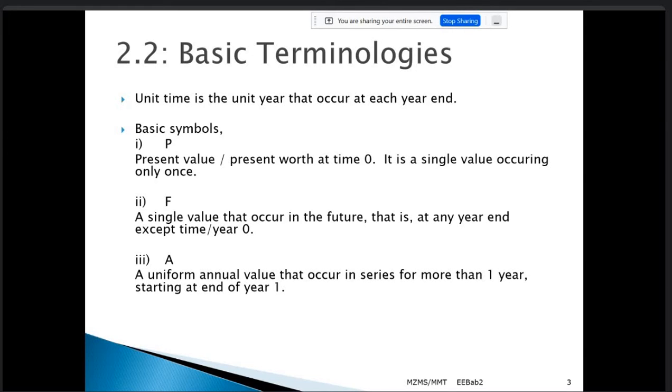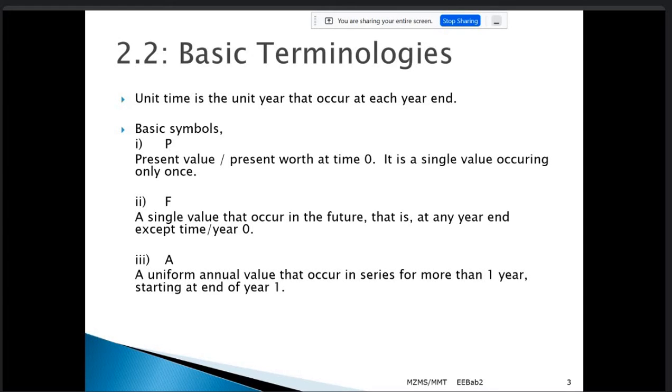Unit time is the unit year that occurs at each year end. When you're talking about unit time, it is always a unit year that occurs at each year end. So for example, in year one, meaning we start in January. When they say 1 year, it means January until December, so within 1 year.